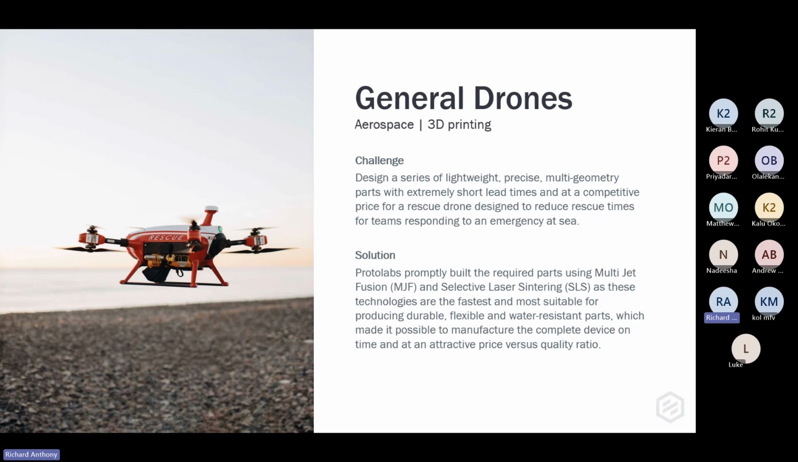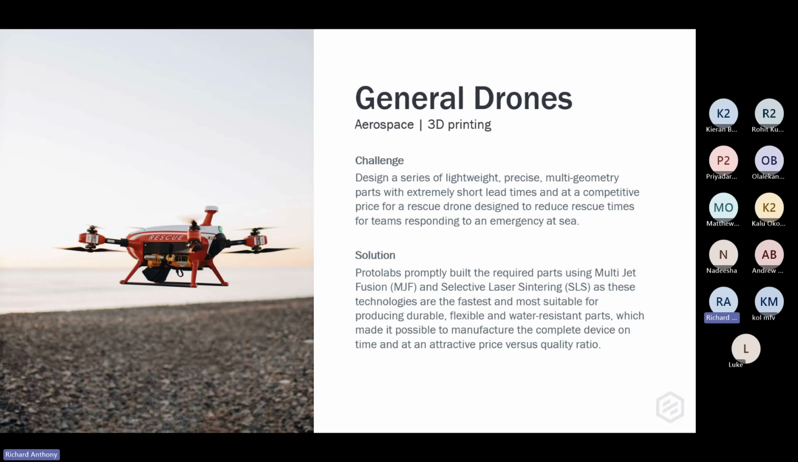And we've got one for each of our manufacturing processes. So this first one here is for General Drones, and it was 3D printing that we helped out with. General Drones are making a drone that is used for search and rescue at sea, and where we were able to help them was with some 3D printed parts, I think mainly for the outer casings, and maybe some things inside.